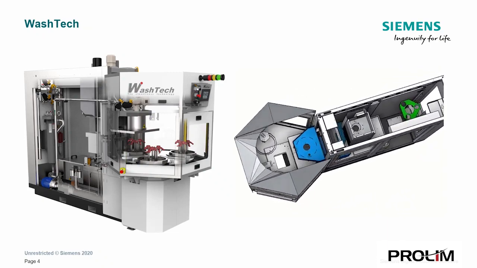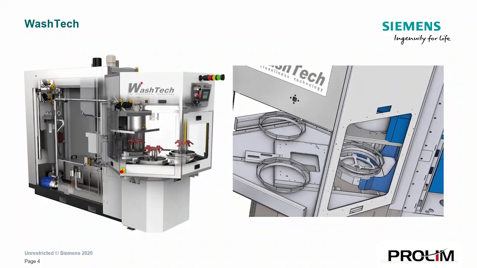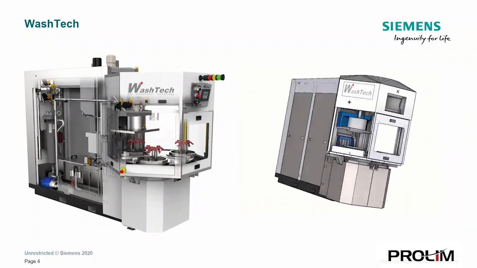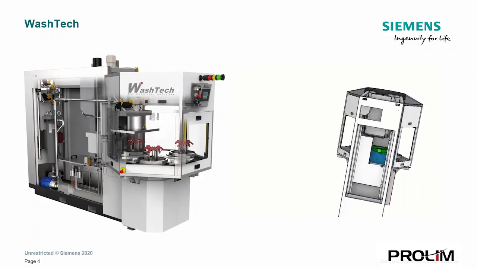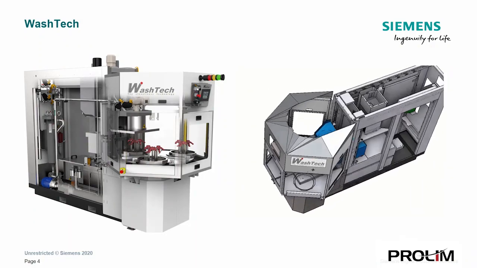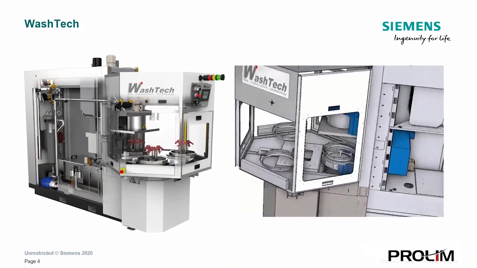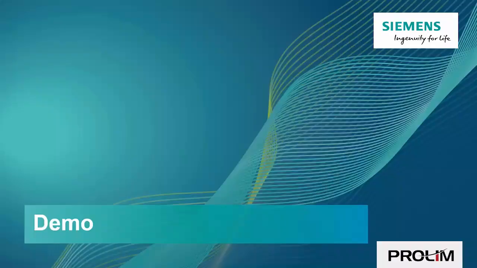Here is the dataset that we will be using for today's demonstration. On the left is a rendered image of the WashTech machine, and on the right is a movie of just the sheet metal parts. This particular assembly has almost 200 sheet metal parts that must be created to make this machine. Let's get started with a demo.